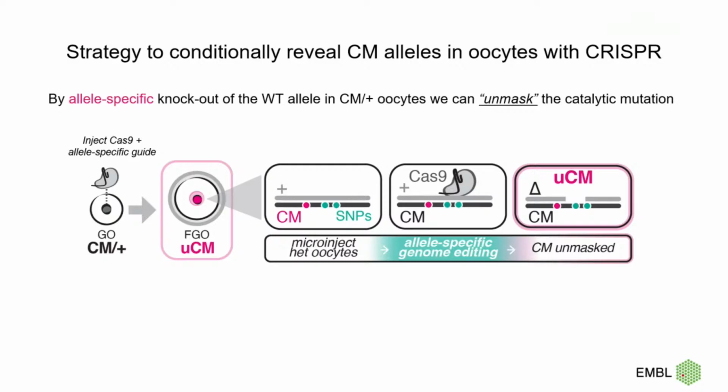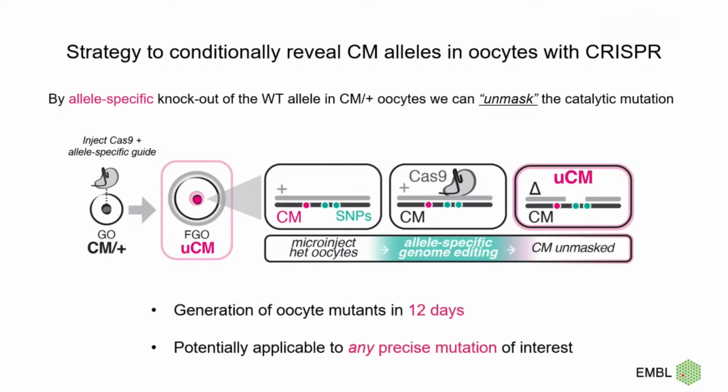the catalytic mutant. As a result, we obtain cells that have knocked out the wild-type allele and in which the only functionally active copy is the catalytic mutant, and we call those unmasked catalytic mutants. And the advantage of this would be to have a rapid generation of oocyte mutants, but also the possibility to apply it to any mutation of interest, so not necessarily in the epigenetic field.